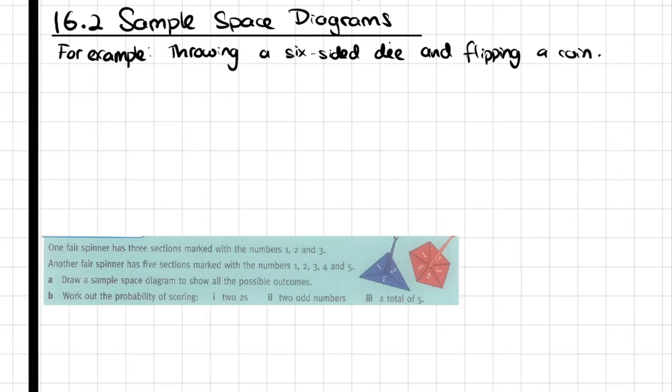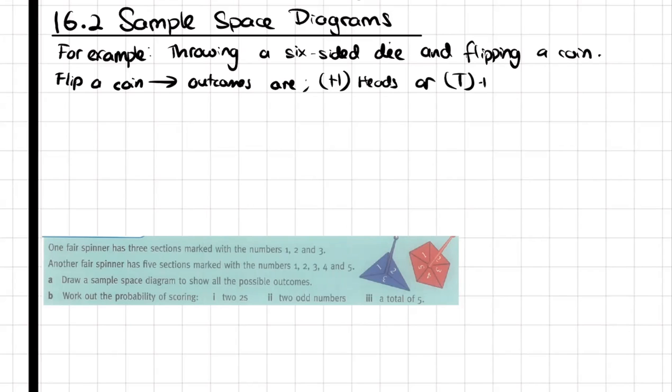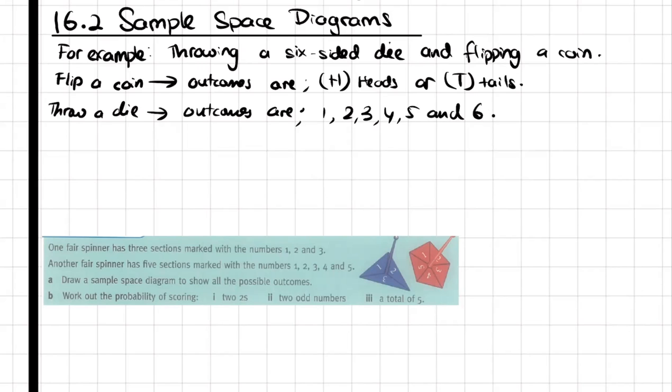So for example, when I flip a coin, the outcomes are heads or tails. When I throw a die, the outcomes are 1, 2, 3, 4, 5, and 6. Either one of these will happen.